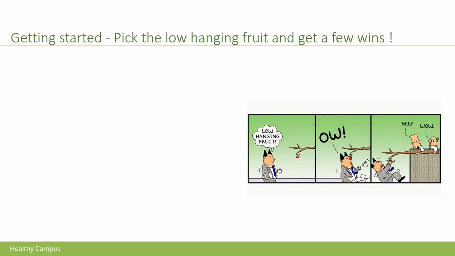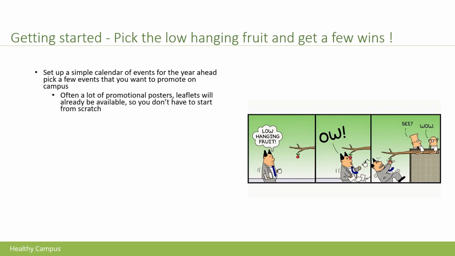So getting started. How do you start your first campaign? How do you start your first initiative? I always say pick the low-hanging fruit and get a few wins, because there's nothing like a few wins under your belt to show what Healthy Campus can do, and it gets the ball rolling. So I would advise start off with a simple calendar of events for the year ahead. Pick a few events that you want to promote on campus. As I said before, a lot of promotional posters and leaflets will already be available, so you don't have to start from scratch.